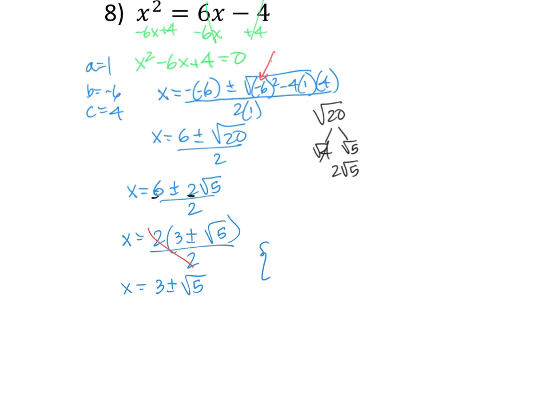How do we want to write that solution? The 3 plus the square root of 5 and the 3 minus the square root of 5 in between those squiggly brackets, and that would be your solution.